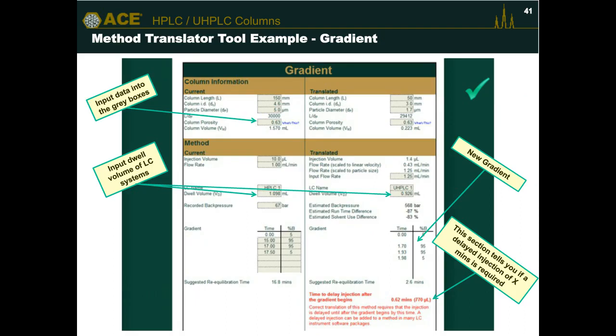Fantastically, within the gradient translator tool, it does all this for you. So you need to measure the dwell volume on your original system and your second system. Obviously, that could be the same if you're using the same instrument, but you type in the numbers here and the calculator will actually tell you whether there's a significant difference that means you need to modify the start of the gradient.